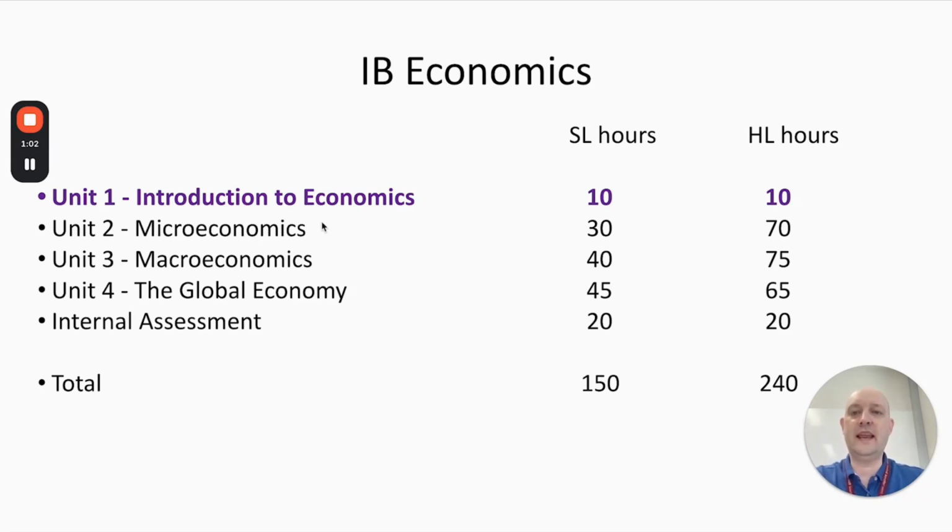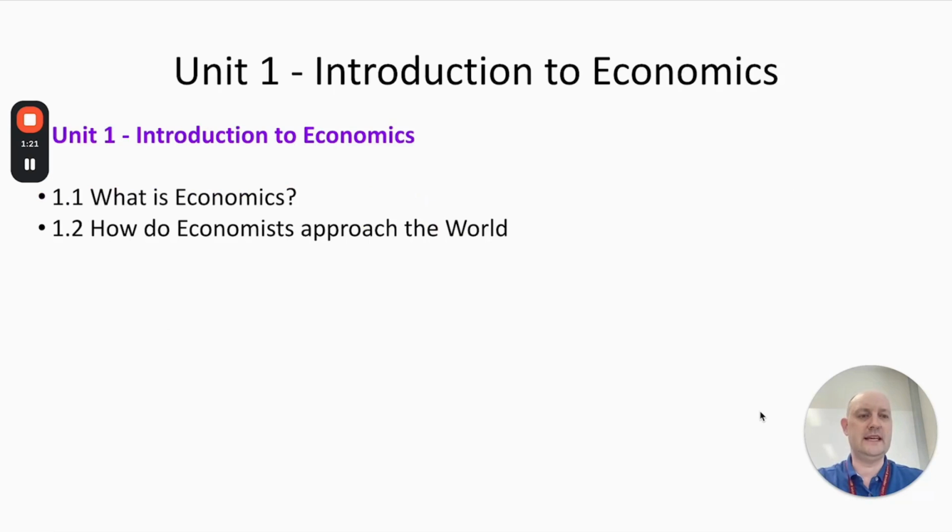Then after this, we get into micro and macro, and Unit 4 of the global economy, which, as you can see by the hours, has obviously been the main thrust of the course. I'm going to talk about micro and macro in a minute. And then you've got the IA, and you can see that over the 2 years, SL is 150 hours and HL is 240 hours. But there's another video where I go through this in a lot more detail.